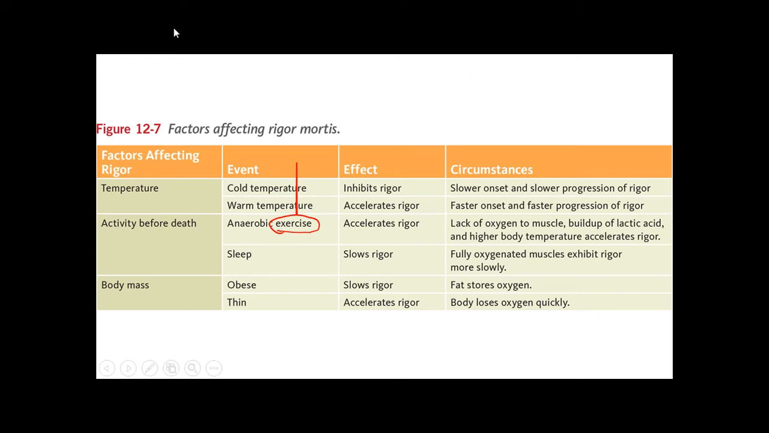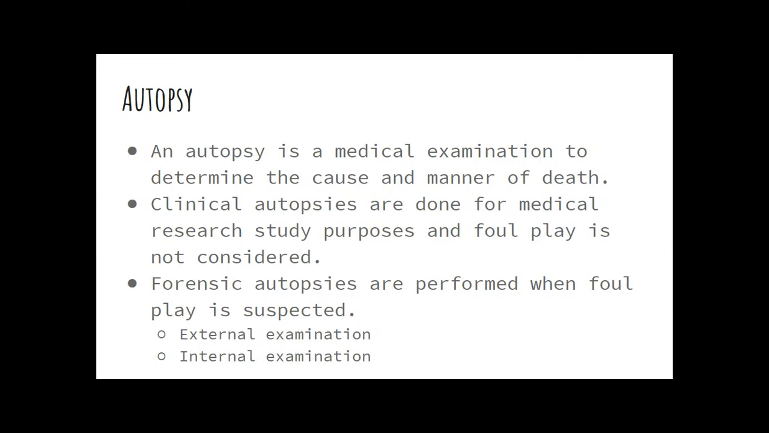All right, so then we're going to talk about autopsy. So autopsy is a medical examination to determine the cause and manner of death. A clinical autopsy could be done for medical research, and that is just for study purposes, and they're not looking at foul play. But forensic autopsies are performed when foul play is suspected. And so any suspected homicides would have a forensic autopsy.